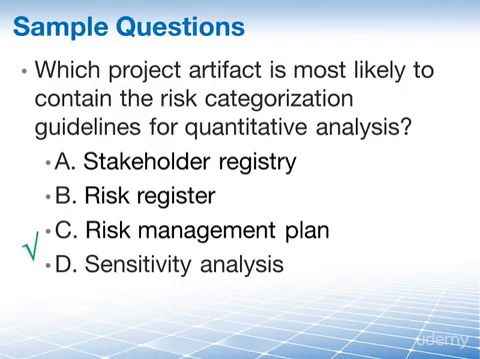The answer to this question is C, the risk management plan. Your guidelines and other details on how you and your project management team should manage the risk activities, they are documented in the risk management plan. The risk register, answer B, may list the risk categories but often does not contain any guidelines. The sensitivity analysis is a technique that may use the guidelines. Answer D. And finally, answer A, the stakeholder registry. That's simply a distractor in this question here and not a viable answer.